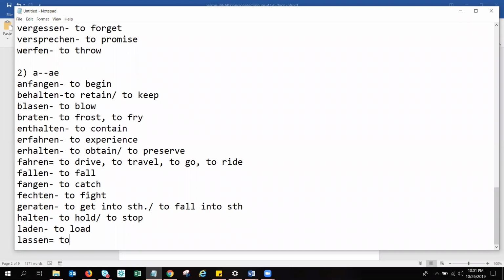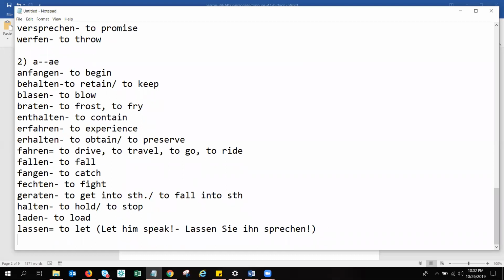Okay, next is lassen. Lassen means to let, like when we say, no, let it be, or let him cry, let him speak. So we'll use this verb lassen. For example, if you want to say let him speak, now you know that him is not the nominative one. If I'm saying let him speak, then the subject you is hidden. It is imperative. So it will be: Lassen Sie ihn sprechen. Okay, lassen Sie ihn sprechen. Let him speak. Cool. So after lassen, we have one more word, raten, which I already, yeah.